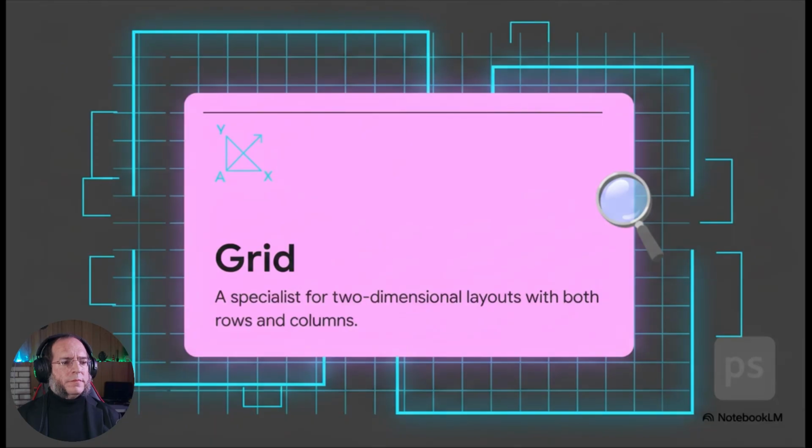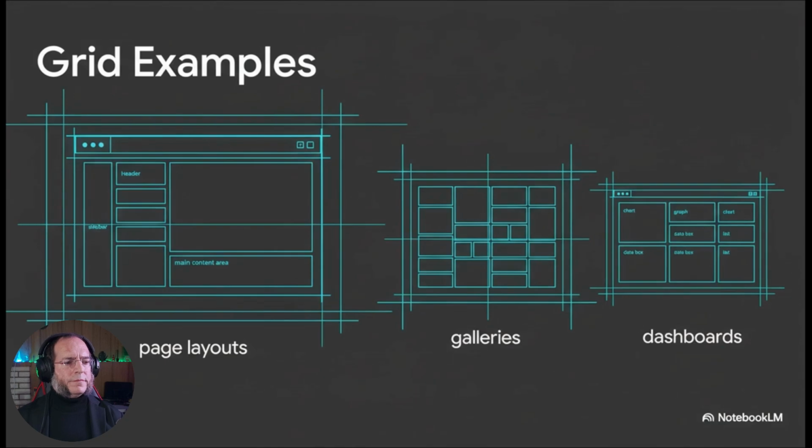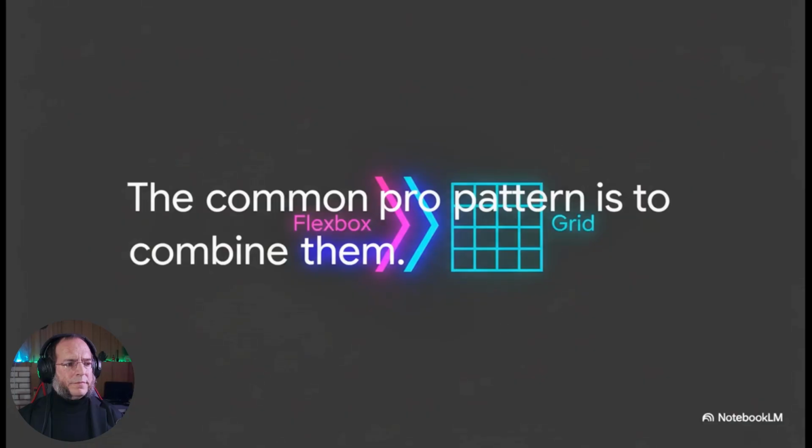Now, Grid. This is your specialist when you need to control two dimensions at once. You need to manage both axes, create explicit structure, or rework layouts. That's a job for Grid. We're talking entire page layouts, complex image galleries, or dashboards. Grid is king here.